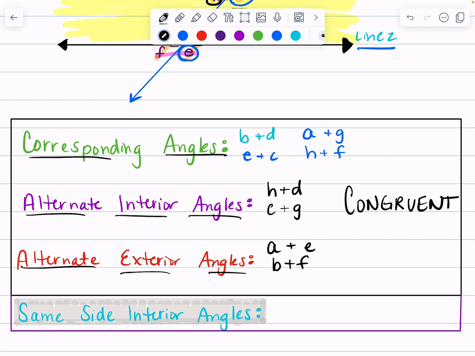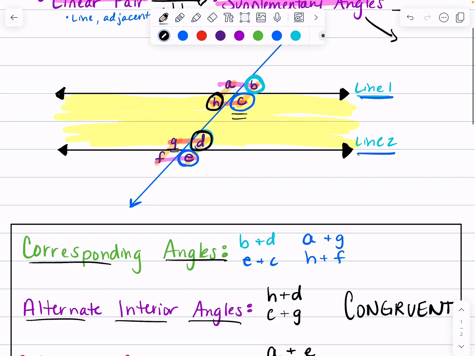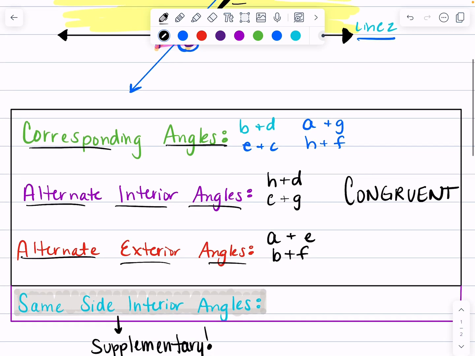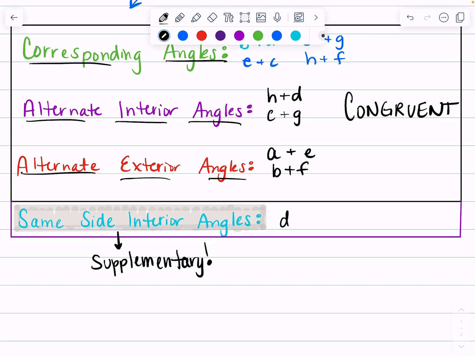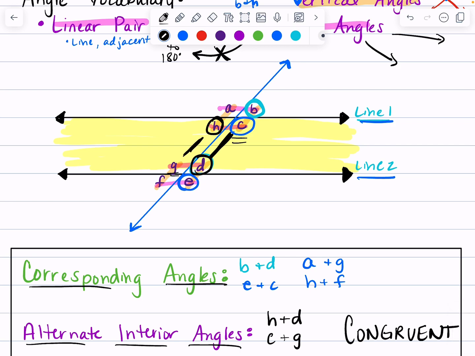But the last type is not congruent. Same side interior is one of those examples of supplementary angles where they are not a linear pair. So this is an odd duck on its own. Same side interior would be in the yellow, but not crossing the transversal, so on the same side. They would be like here, C and D. Angles C and D will add up to 180 degrees, and likewise, G and H.